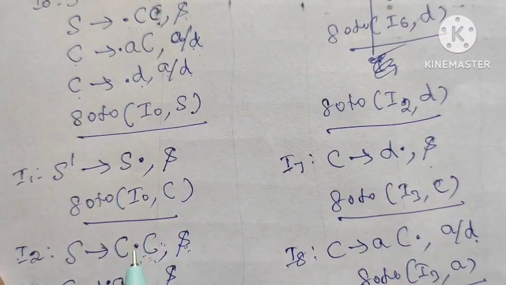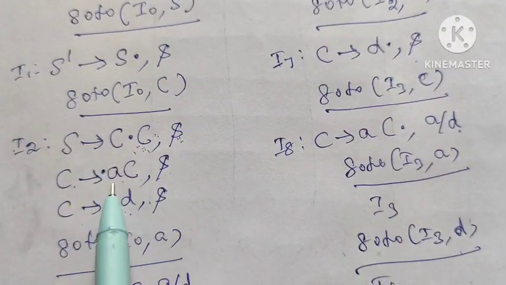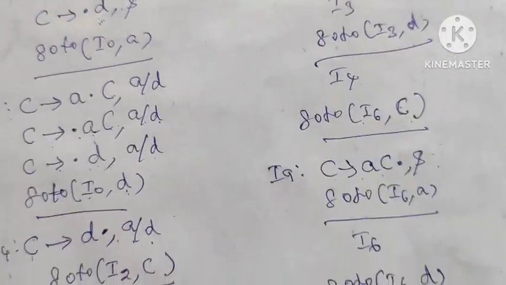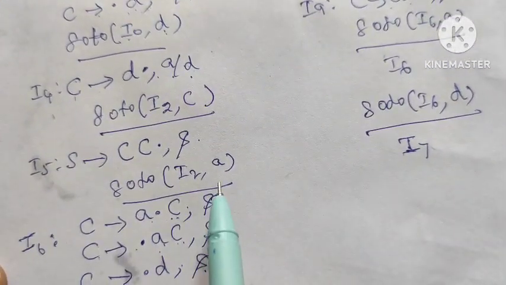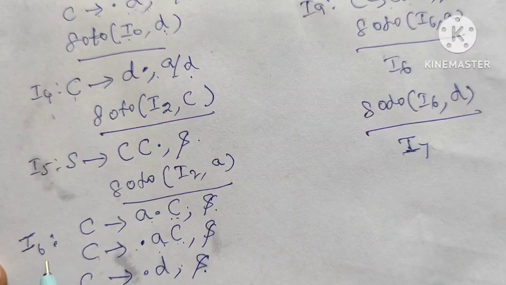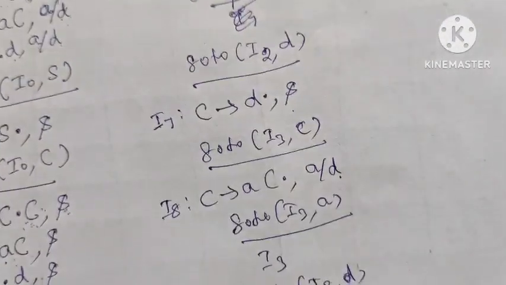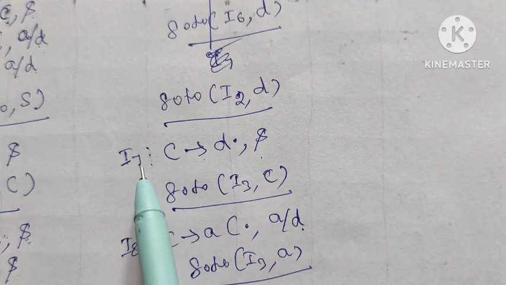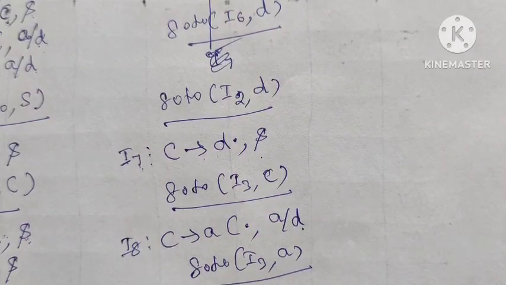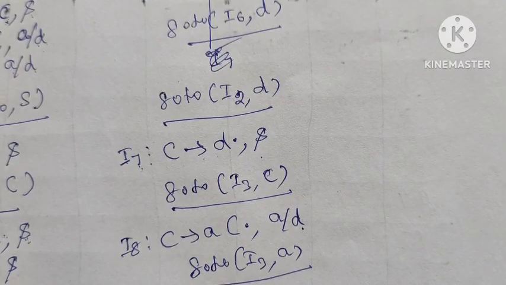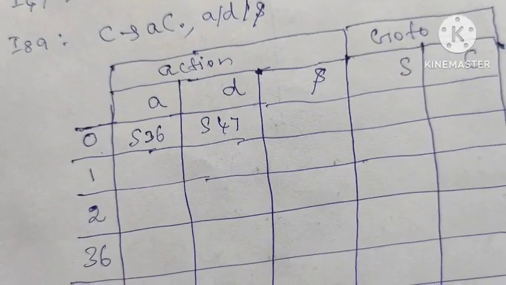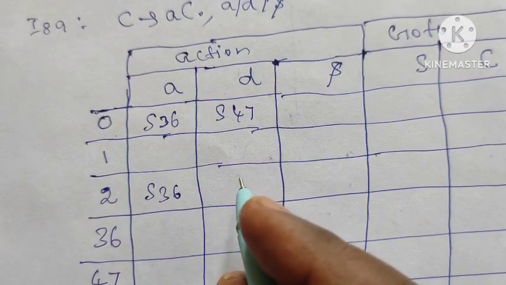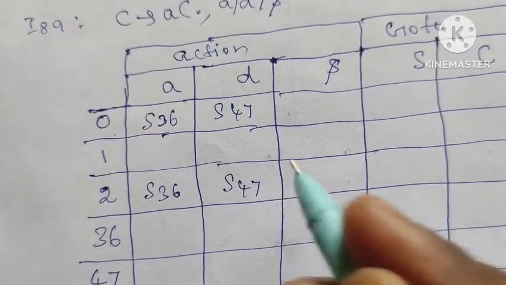Now see whether a dot is before a terminal in I1. In I1 there is no dot before any terminal. Now come to I2. In I2, the dot is before A and before D, so we check I2 comma A and I2 comma D. I2 comma A produces I6, and since 6 is merged with 3, I write S36 in A. I2 comma D produces I7, and 7 is merged with 4, so I write S47.